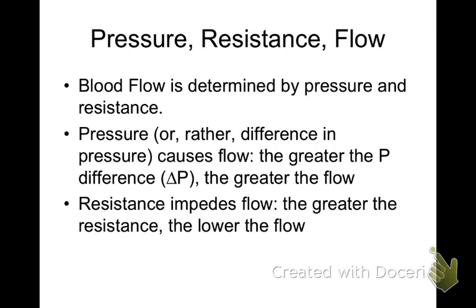Okay, so now we're going to get into the physiology of blood flow. This is part 2. We're going to look at the factors that affect blood flow. Blood flow is determined by two factors, the pressure of the blood and the resistance of the blood vessels. So we have to look at aspects of pressure and resistance to determine flow.